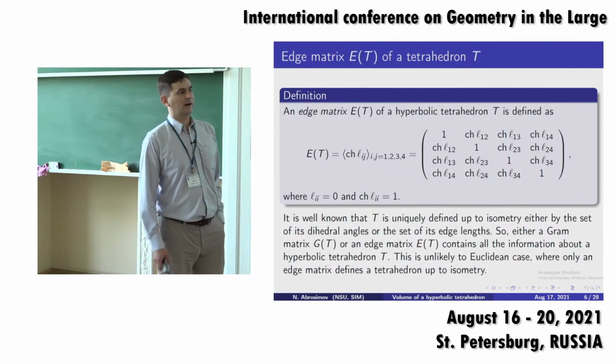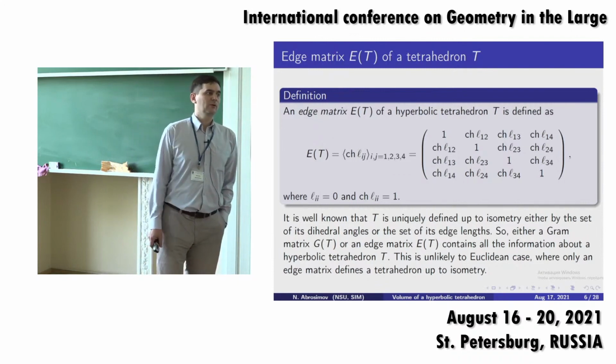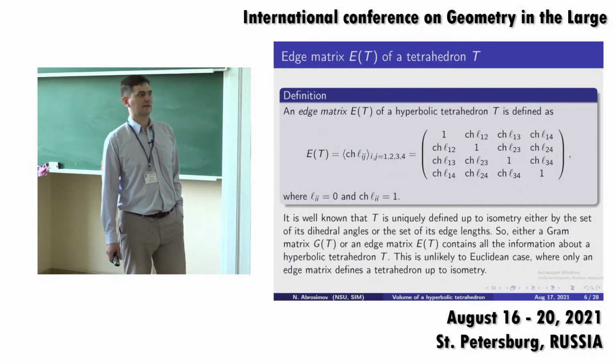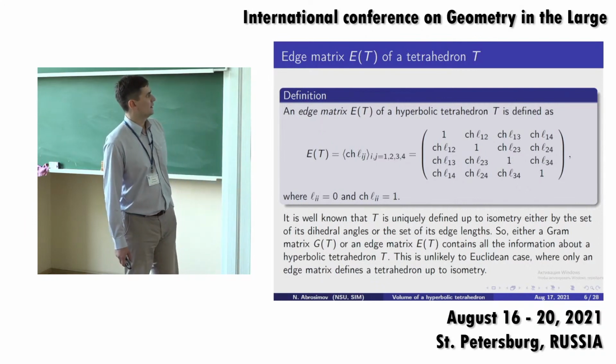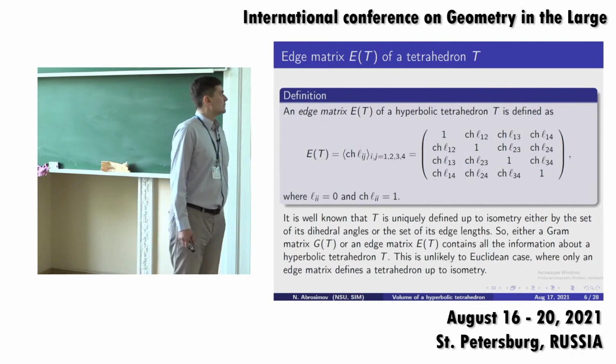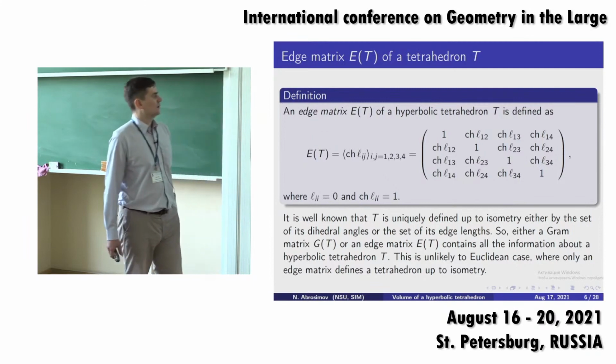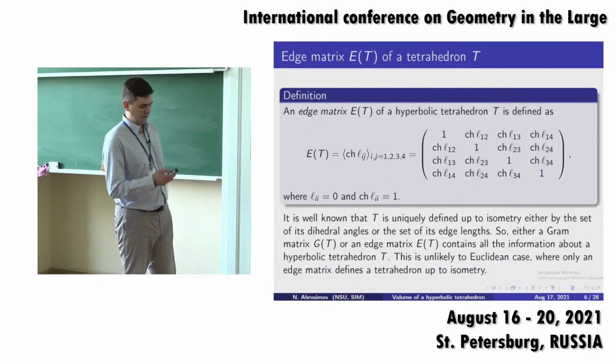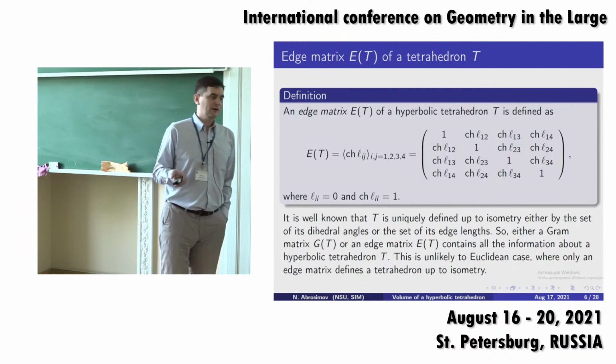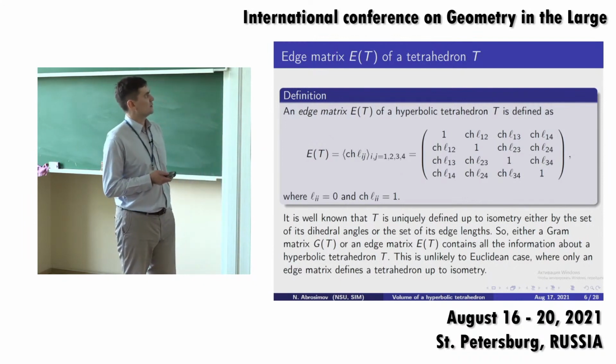This is unlike the Euclidean case, where only an edge matrix defines the tetrahedron up to isometry. But a Gram matrix defines a Euclidean tetrahedron only up to similarity. But there is no notion of similarity in hyperbolic space.